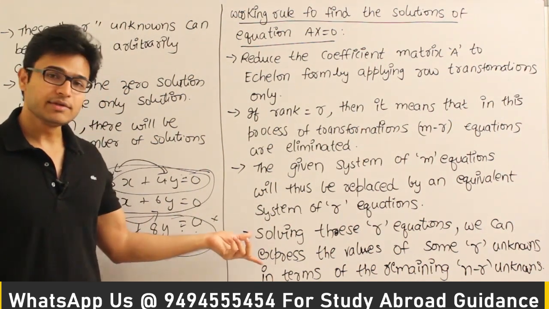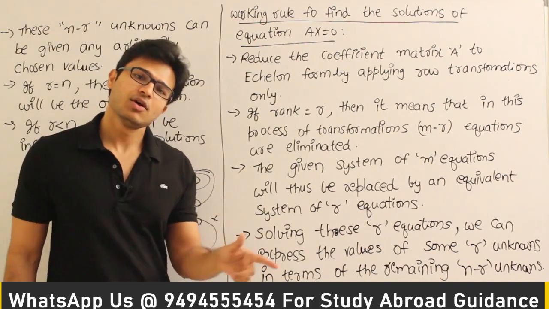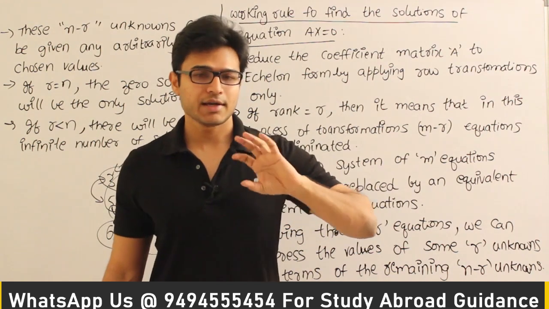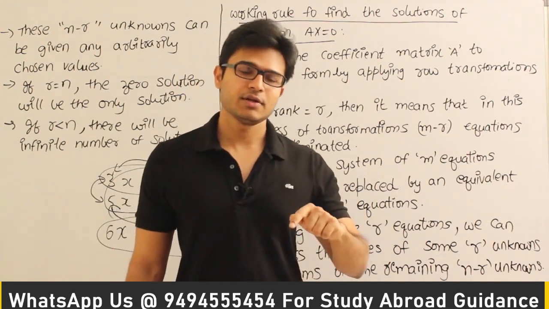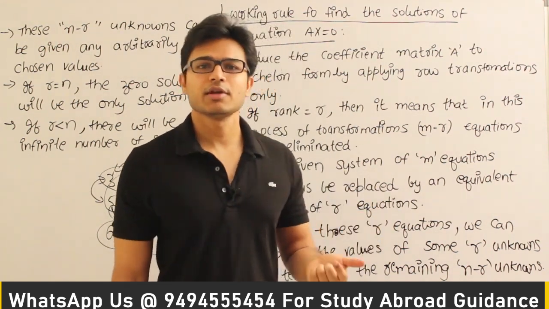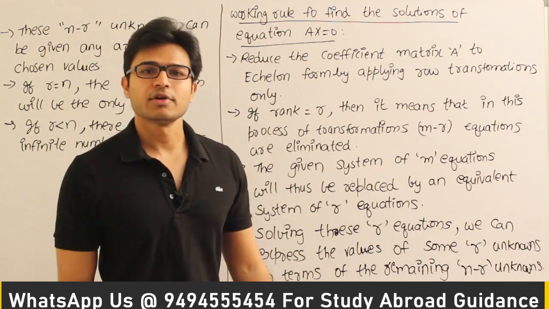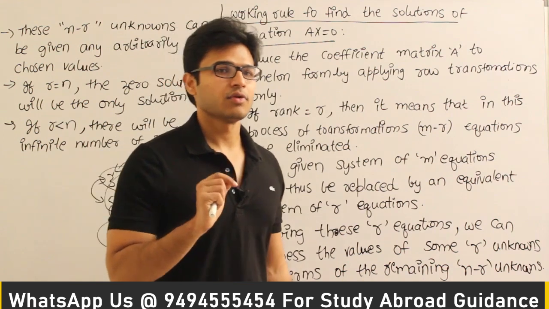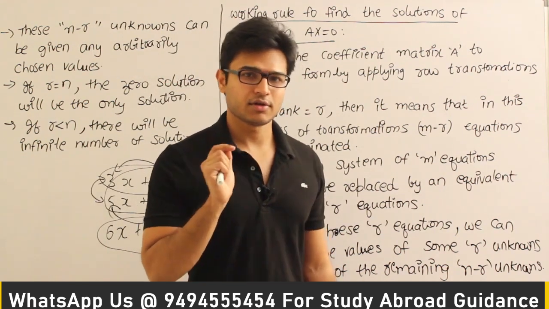Then what can we do? Using these r equations we can solve r variables. How can we solve them? We cannot solve them directly with a value, we can solve them in terms of the remaining variables. How many variables are remaining? N minus r variables, isn't it? Total number of variables are n, remember? Therefore the remaining variables are n minus r.